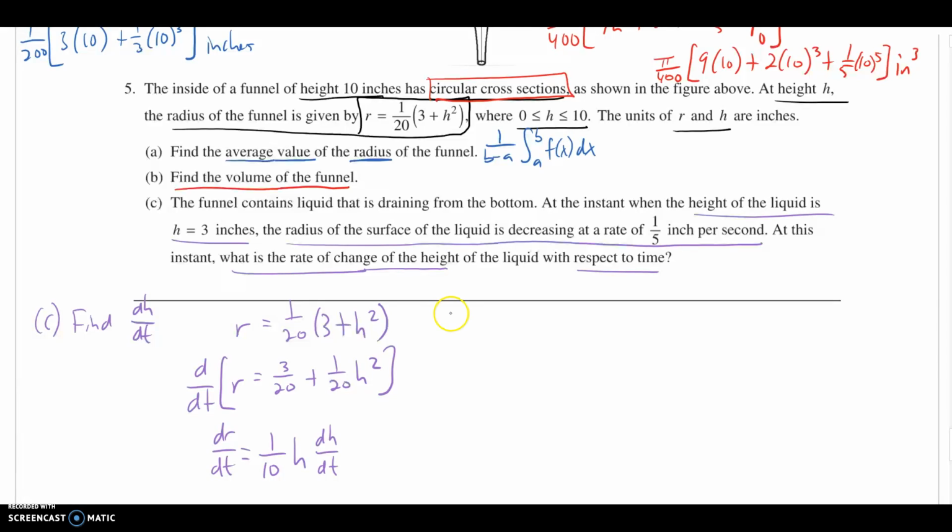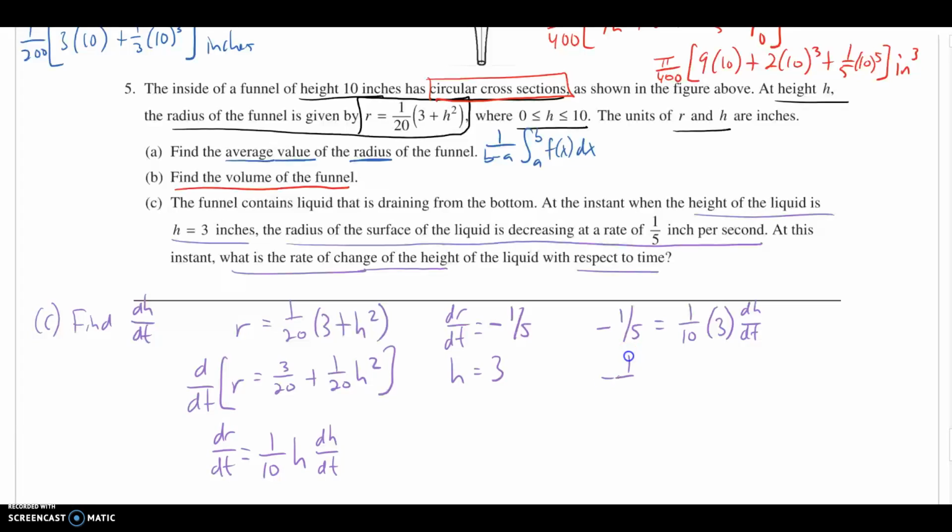Which is great because dh/dt is what we want. Problem is we need to make sure we find values for these two things, dr/dt and the value for h at whatever time the problem is concerned with. It does say at this instant, the instant mentioned in the problem is when the height is 3 inches. And at that time, the radius is decreasing at a rate of 1/5 of an inch per second. Just realize the decrease means to put a negative, and our value is 1/5. And now we just got to plug the values into our rate function over here. Negative 1/5 equals 1/10, our height of 3, times dh/dt.